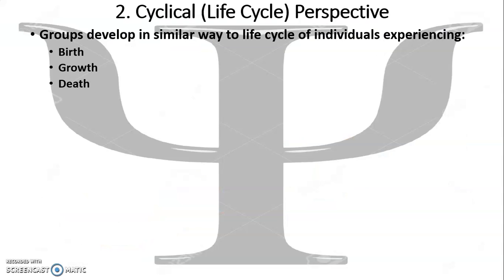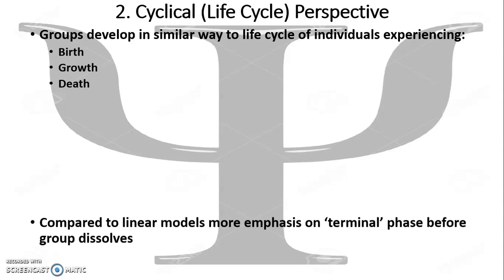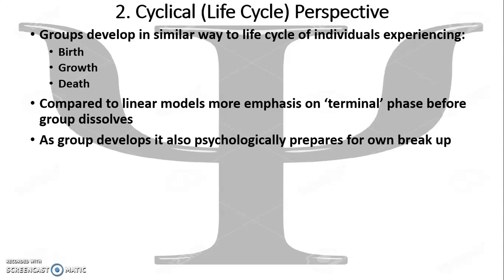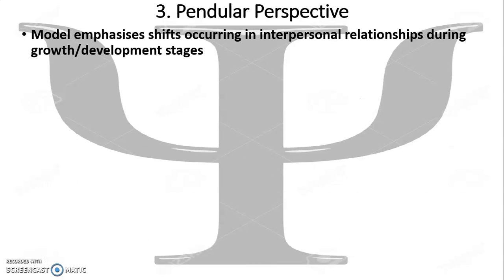Okay, cyclical is pretty similar. Okay, so your group goes through birth, growth, and death. And then it's more focused on the terminal phase for things such as the Lions, when the Lions get together. Okay, so we know it's only going to be a short-term group, so we tend to be prepared for the group breaking up.